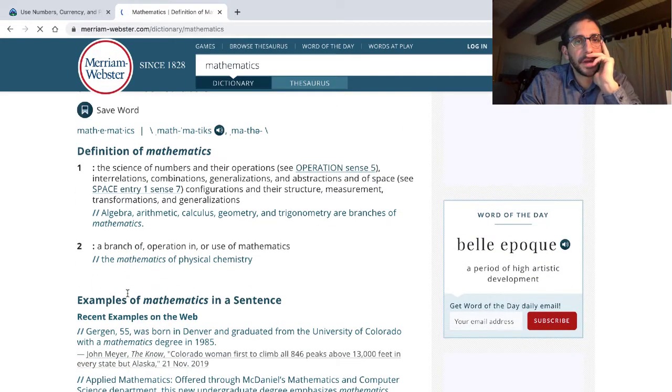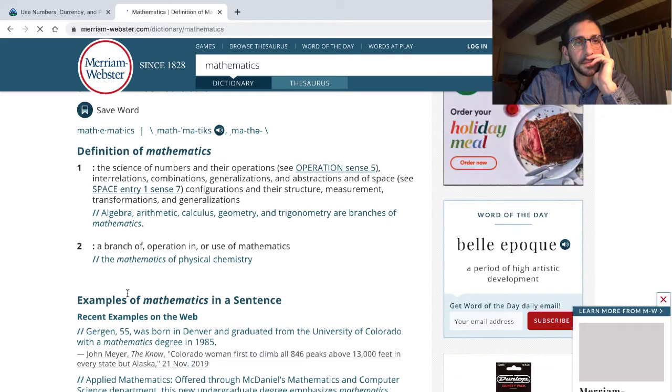The science of numbers and their operations. Interrelations, combinations, generalizations, abstractions, and of space, configurations and their structure, measurement, transformations, and generalizations.